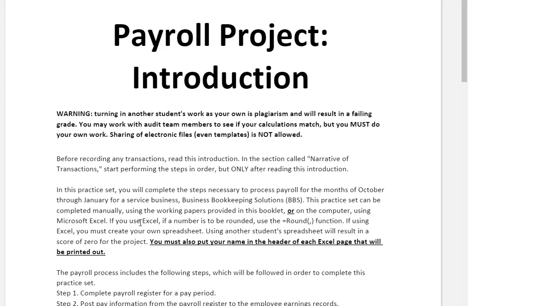But remember, in my other videos, I say that you need to use the round function for anything that needs to be rounded. And you must create your own spreadsheet. Using another student's spreadsheet will result in a score of 0 for the project. You also must put your name in the header of each Excel page that will be printed out. If you need help figuring out how to put your name in the header, let me know in class.